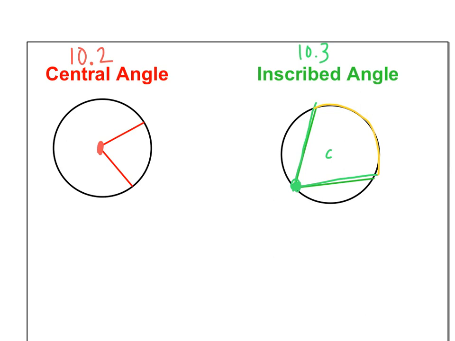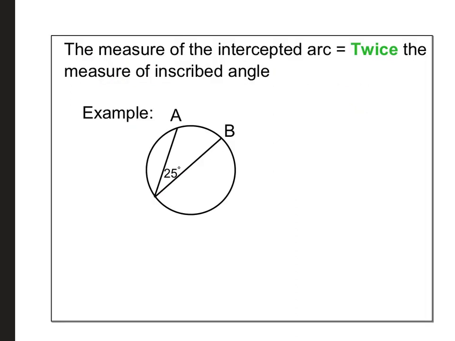Is it equal to the measure of the inscribed angle? Like if this is the angle theta here, would the arc be the same? And the answer is actually no. There's a theorem here. There's definitely a relationship, but it is not equal to the angle, as was the case with central angles. Here's the theorem, and we'll do a few examples using it. The measure of the intercepted arc equals twice the measure of the inscribed angle.